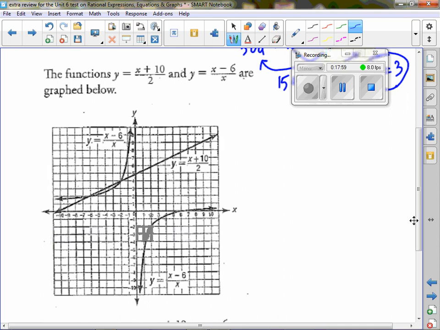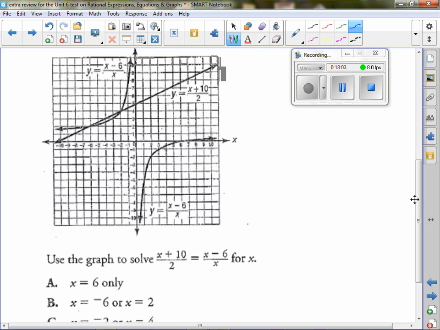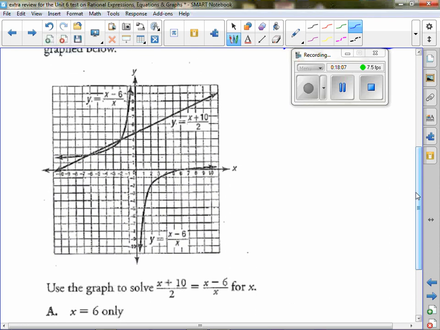Alright, these two functions are graphed, and the question is saying to me, use the graph to solve this equation. So basically, they're giving me the graph of each one. x plus 10 over 2 is x plus 10 over 2. x minus 6 over x is x minus 6 over x. So they're asking me where these two functions intersect. Nothing is intersecting this area here, so I have to look there. So basically, I'm just looking over on the other side.